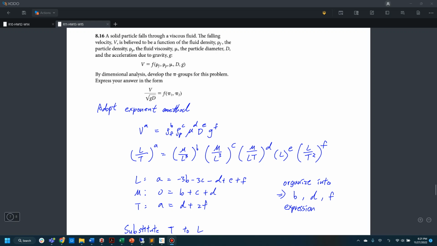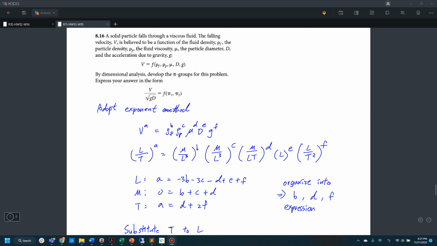Okay, so now let's look at the last problem, 8.16. So we want to do similar things. We have the equation v equal to a function of rho f, rho p, mu, d, and g, and we want to develop a pi group for this problem in the form of this equation that shows the problem.